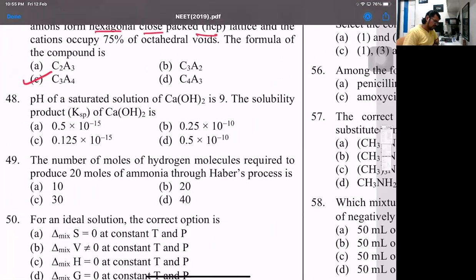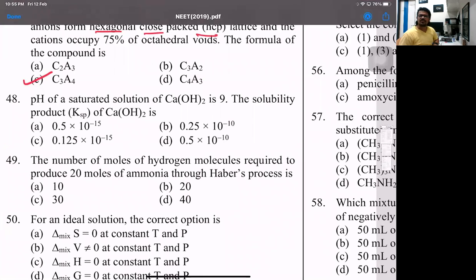Then the 48th one, the pH of a saturated solution of calcium hydroxide is 9. Calcium hydroxide is a diacidic base. So if the pH is 9, pOH will be 14 minus 9, that's going to be 5. So the OH ion concentration is 10 raised to minus 5. So there is 1 calcium and 2 OH ions.